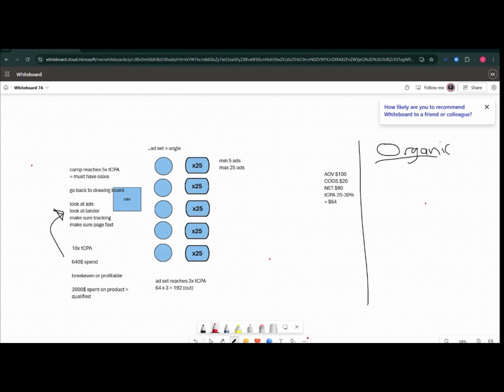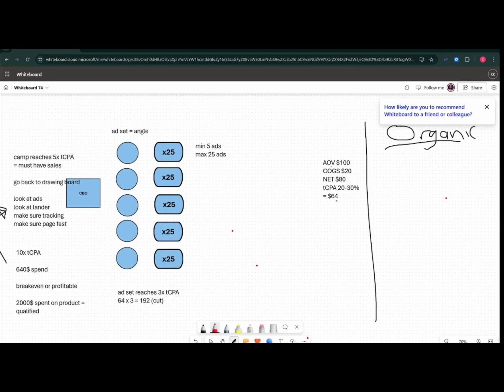Now, how we want to launch is usually we want to launch with 2 times our target CPA. So how do we figure out our target CPA? Let's say we have an AOV of $100. So people usually buy 1.5 or 2 units, and it costs us $20. So that gives us $80 net.